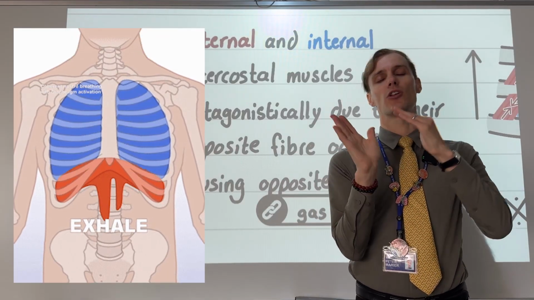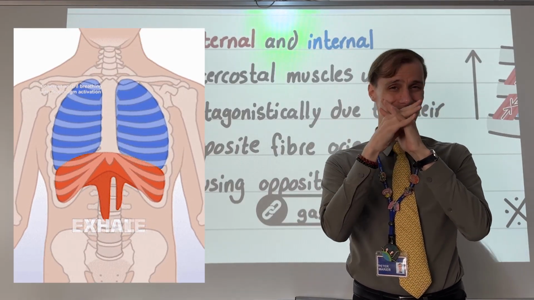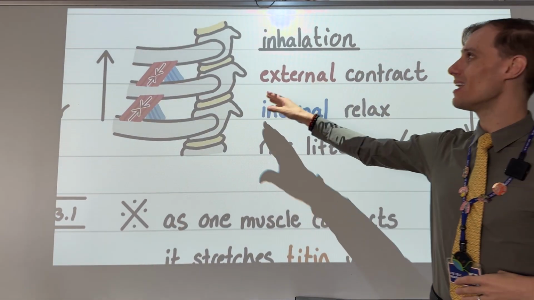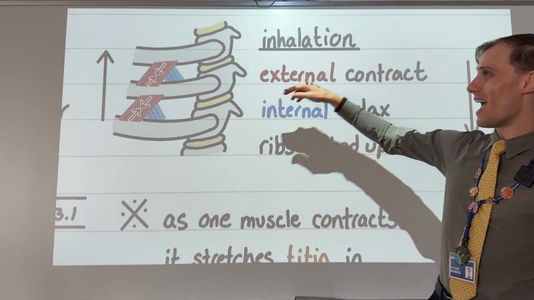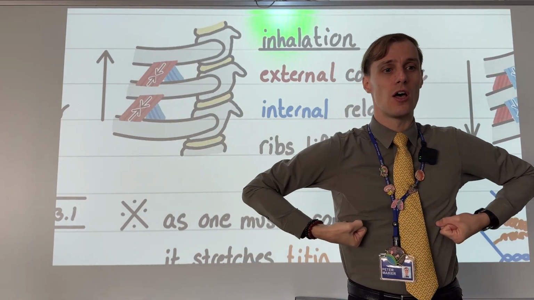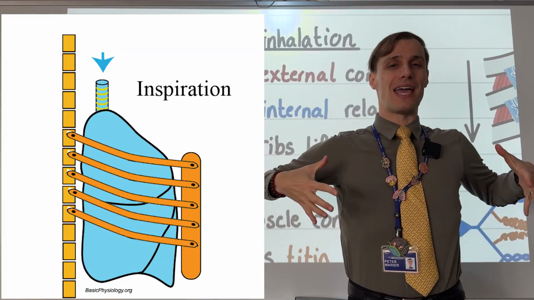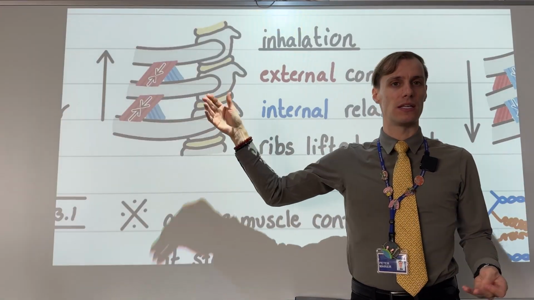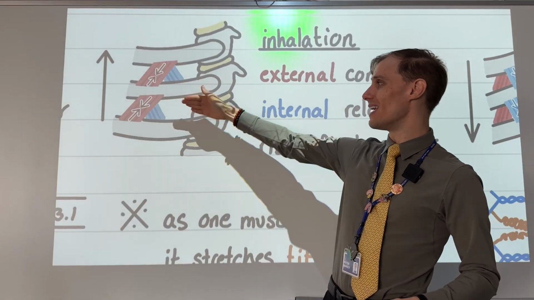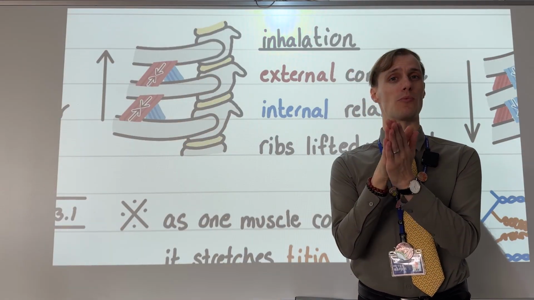And your internal and your external intercostals work antagonistically in order to accomplish this. So if I'm doing inhalation, then the external intercostals are actually going to contract, and as they do that, they're lifting my ribs up and out, again resulting in an increase in thoracic volume. But while that's happening, it means that the internal intercostals are actually relaxed.